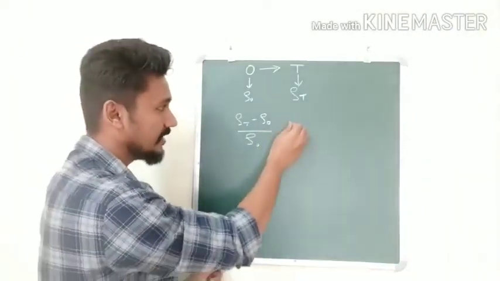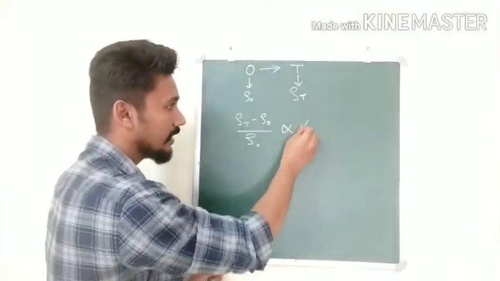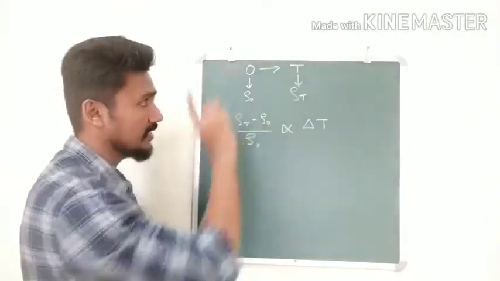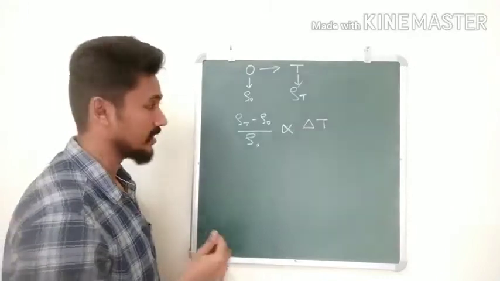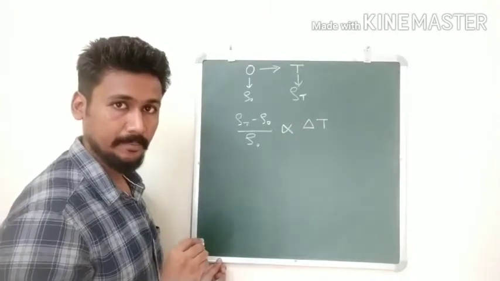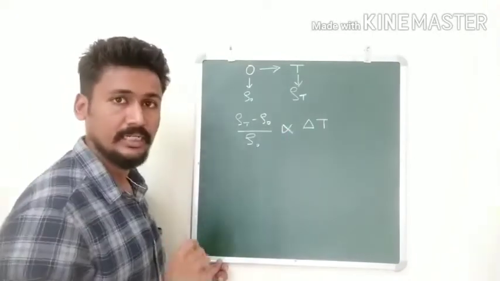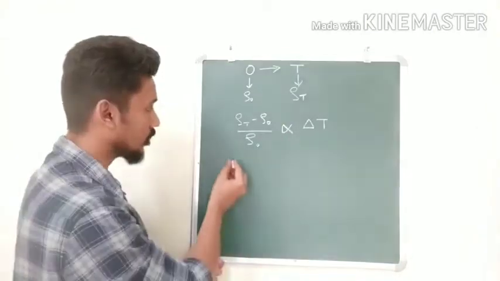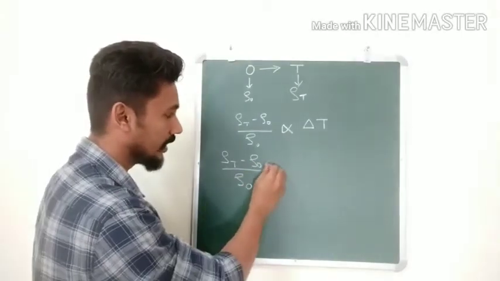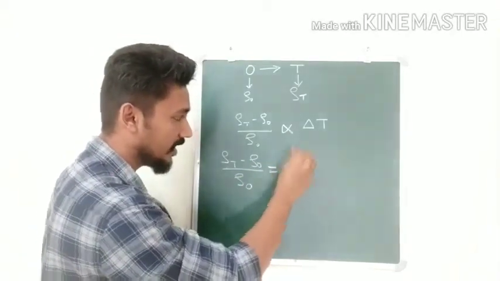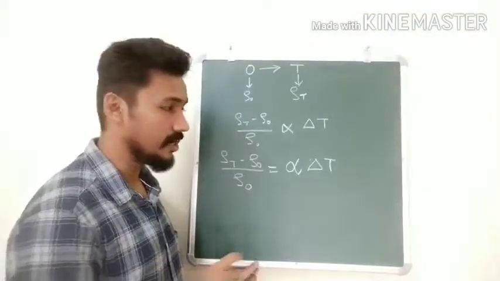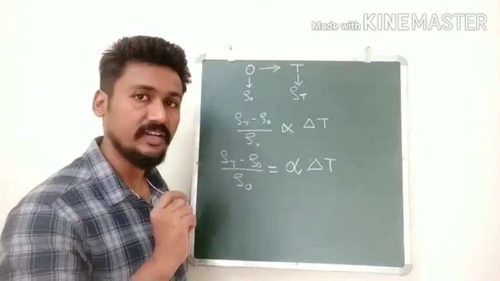Okay, and as I said, this will be directly proportional to delta T, that is change in the temperature, that is T minus T naught. Okay, whatever was the initial temperature. So we get rho T minus rho naught upon rho naught directly proportional to delta T. Okay, then as usual we can remove the sign of proportionality and we put a constant. So we will get rho T minus rho naught by rho naught equal to the constant we put here is called as alpha delta T. So alpha is called as the temperature coefficient of resistivity.